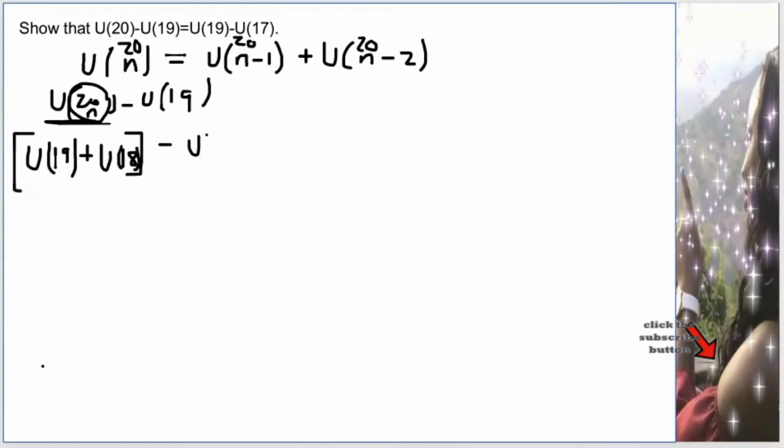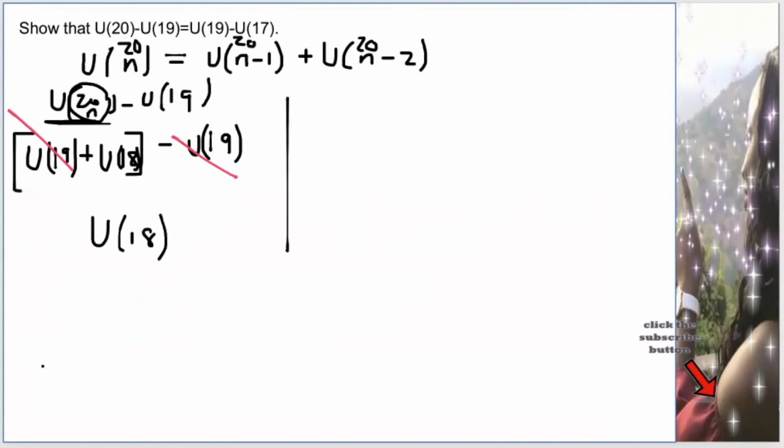minus u19. So here these cancel. So all I'm left with is u18. On the right hand side, I have u19 minus u17.